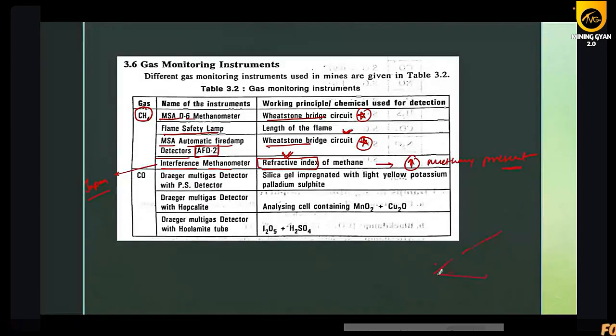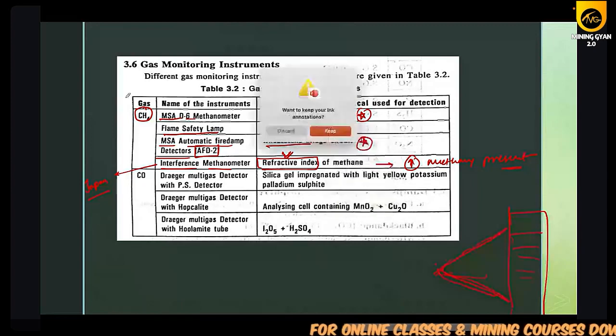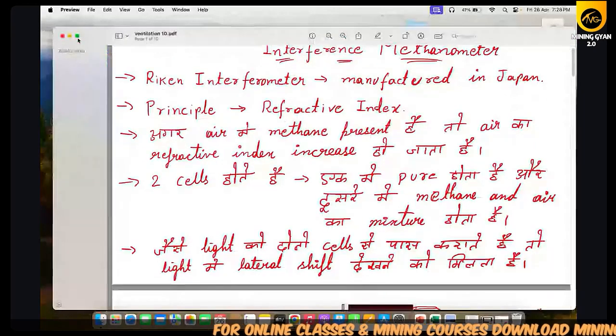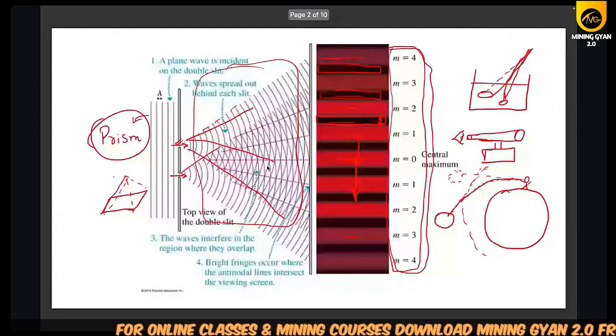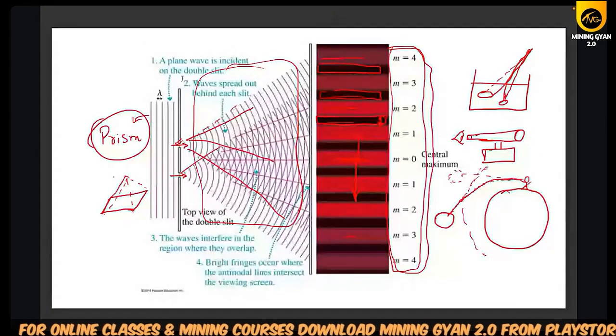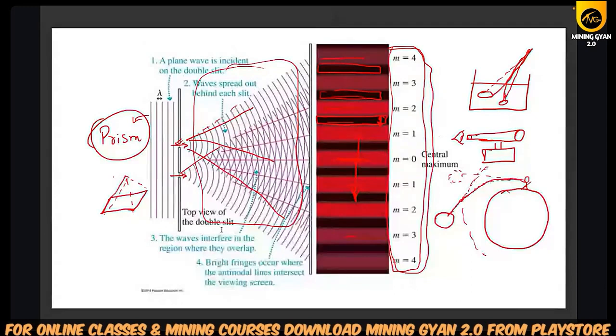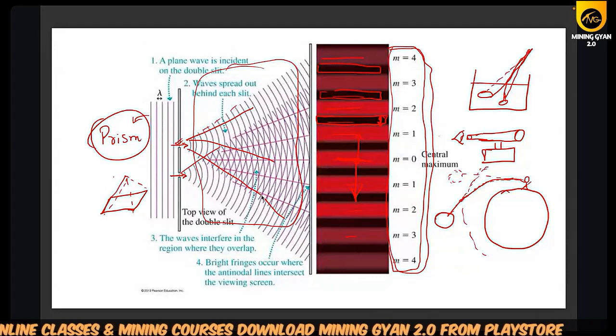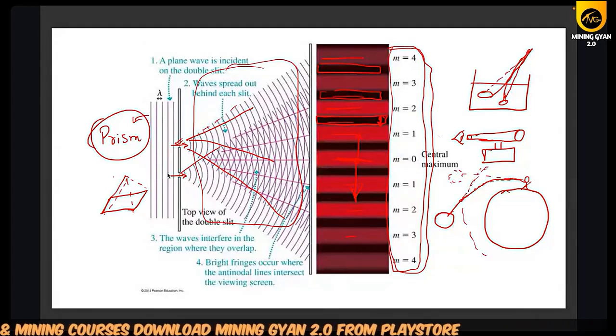So suppose, if it is detection, if these are the charts, and if I have a slide, I will show you this diagram. So suppose that a plane wave is incident on the double slit, and the waves spread out behind the slit. So, top view: if the methane was not there, in these two tubes, one we will take pure methane, and in the second we will take the mixture of the methane. So if methane is present, the refractive index will be increased.